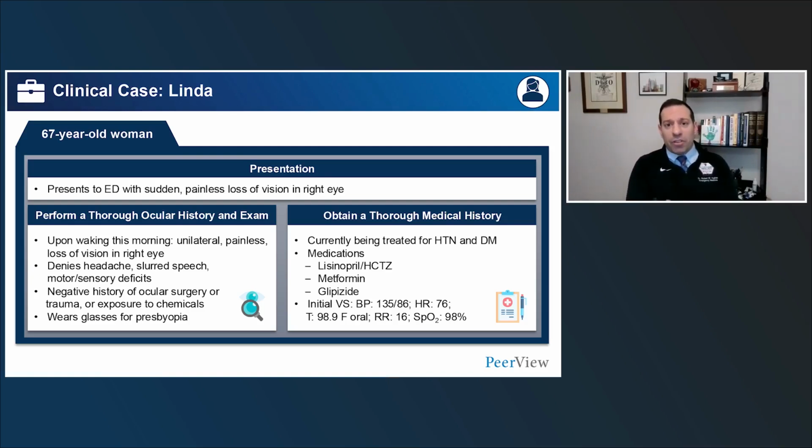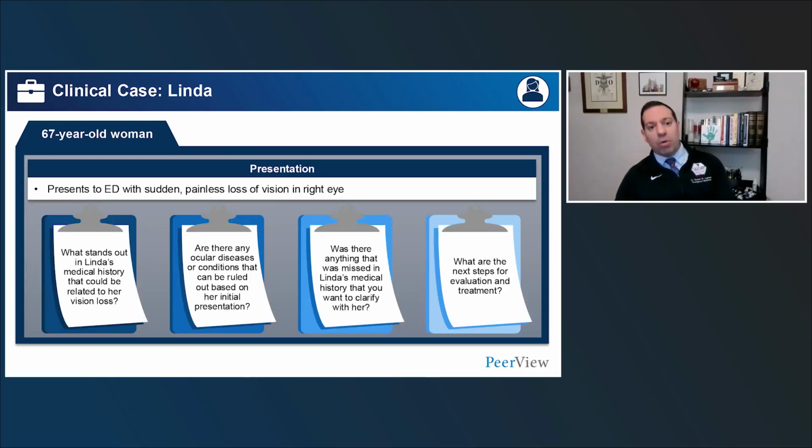And vital signs are relatively stable. Dr. Wang, I wonder if maybe we could talk for a bit about what we should be considering here. So in Linda's history, is there anything that stands out to you related to her vision loss that should point me in the right direction to say, boy, I think this is the pathology?